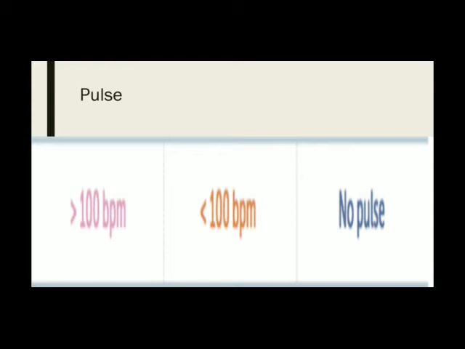But if the pulse is present and it is below 100 beats per minute, no matter how much, even if it is 10 beats per minute or 20 beats per minute, we will give score 1. Okay, so more than 100, score 2, less than 100, score 1, and score 0 when we have no pulse.